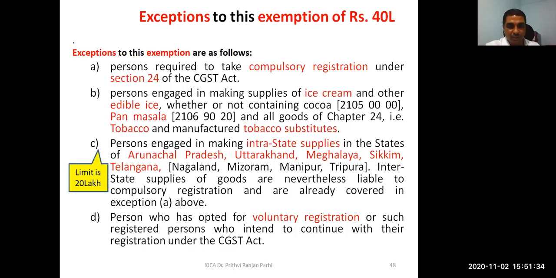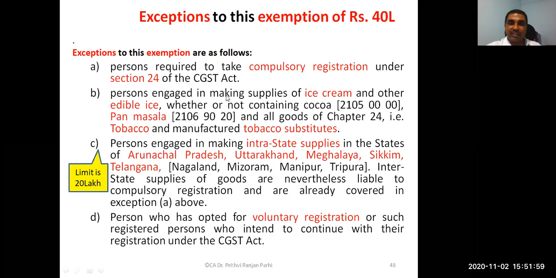First, let us see situation 1. First is that a person required to take compulsory registration under section 24. We'll be seeing that. If compulsory registration is required, then this exemption limit is not applicable. One has to go for compulsory registration. Section 24 we will be learning.